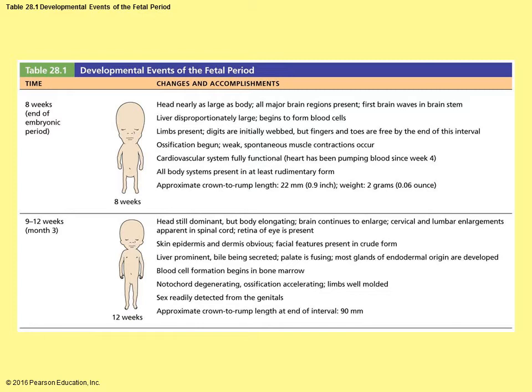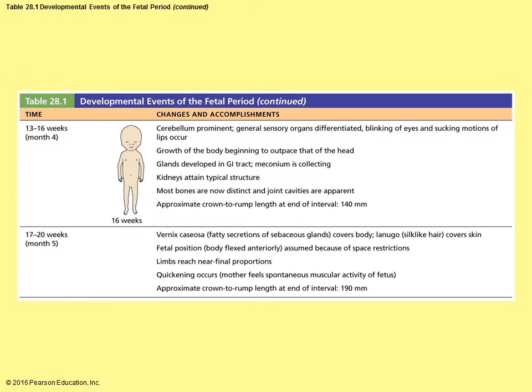In month 3, the head is still large, but the rest of the body is starting to elongate, so proportionally is starting to catch up, if you will. The brain's continuing to enlarge. The retina, the eye is present. Facial features in very crude form are present. You can determine the sex. Week 4, the sensory organs are differentiated. You see blinking of the eyes, sucking motion.